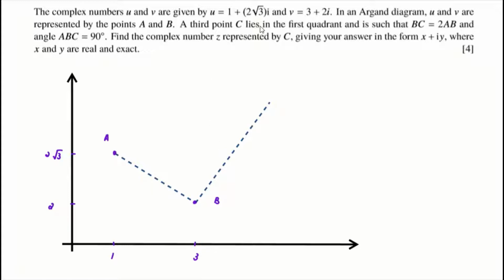So the third point C lies in the first quadrant and is such that BC equals 2AB and angle ABC equals 90. Okay, so you should know where the first quadrant is. Then after that, BC equals 2AB, which means the distance between the point B and C is going to be double the distance of A and B. And the question gives us that ABC is 90 degrees. So there are 2 possibilities that you can place your C. It's either going up 90 degrees like what I have drawn here, or the second is going down 90 degrees. But in this case, the question tells us that the third point C lies in the first quadrant.